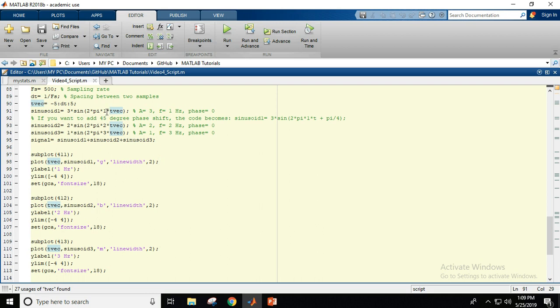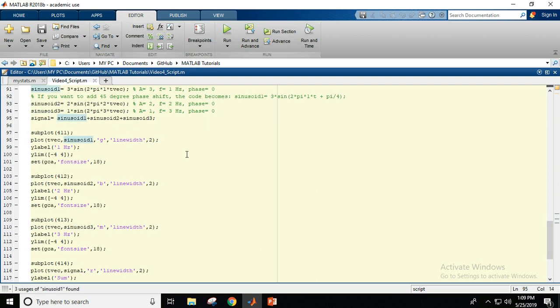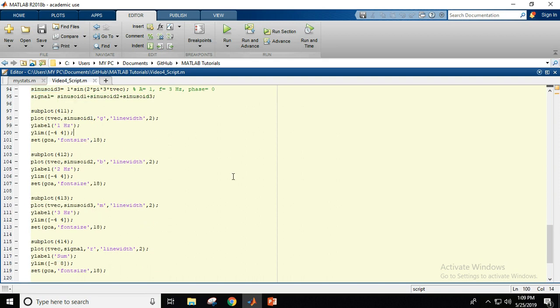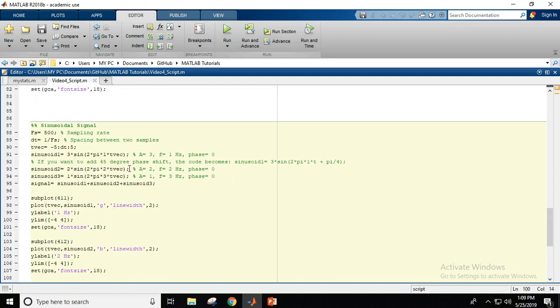The linear frequency here is 1 Hertz. This is the 2 Hertz component, and this is the 3 Hertz component. I haven't added any phase shift here. If you want to add a phase shift, let's say 45 degrees, you just add pi by 4 here, since 45 degrees in radians is pi by 4. I generated the signal by summing these three sinusoidal components. That's how we generate a signal with 1 Hertz, 2 Hertz, and 3 Hertz frequency components.